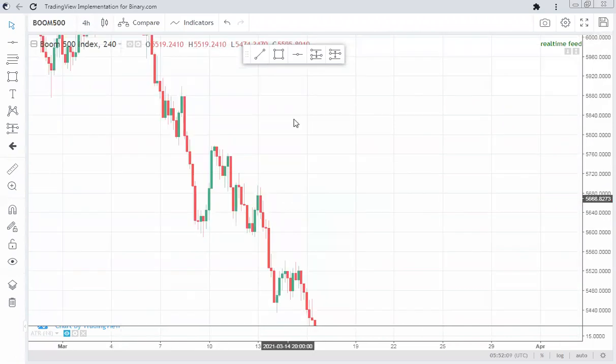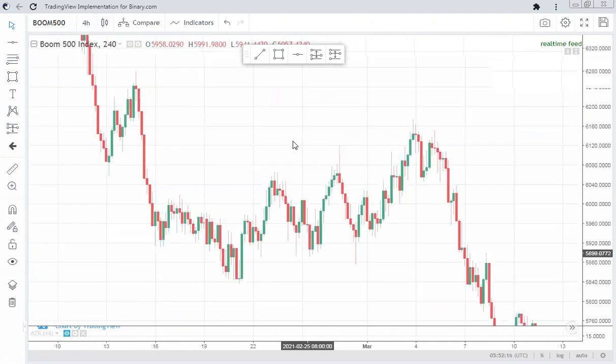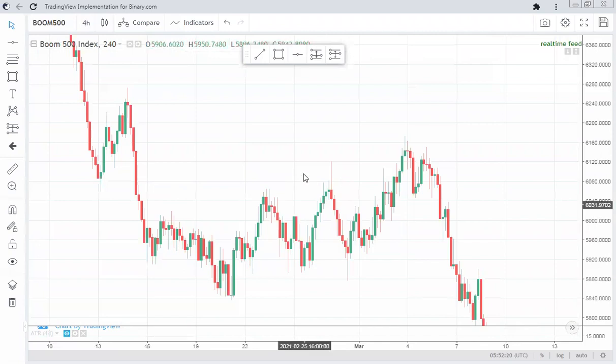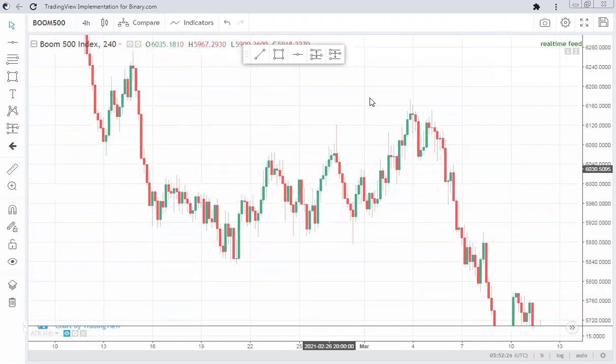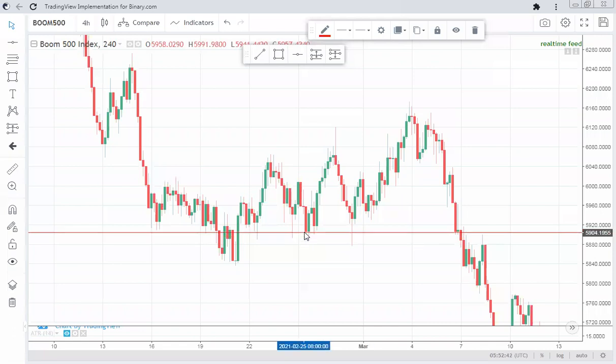This is a Boom 500. Boom 500 has really been on a super downtrend. It has been trending bearishly lately. So, okay, I'm going to use here as an example. If you bring out your trend line, and then you spot out here as support. Okay, spot here out as support. And then let's say you bring out one more and spot here out as resistance.